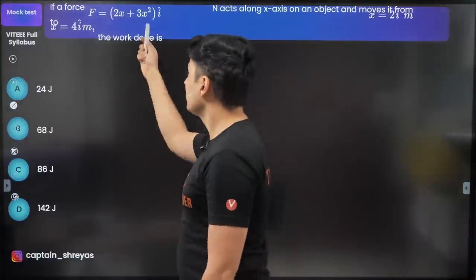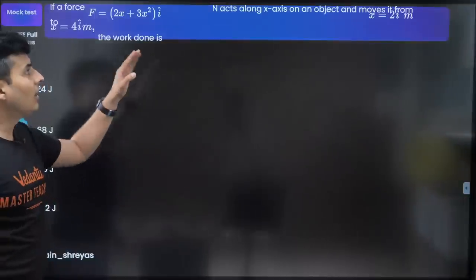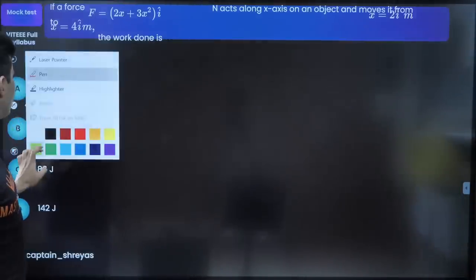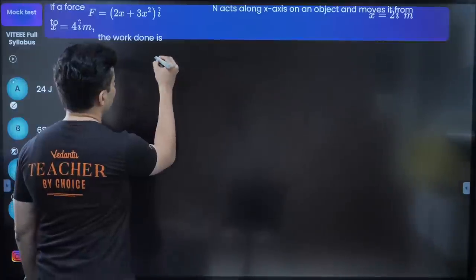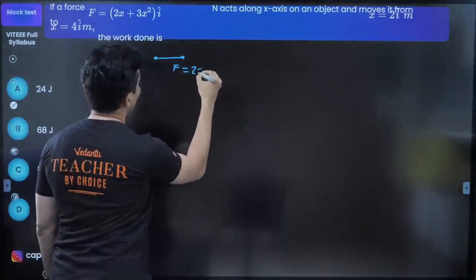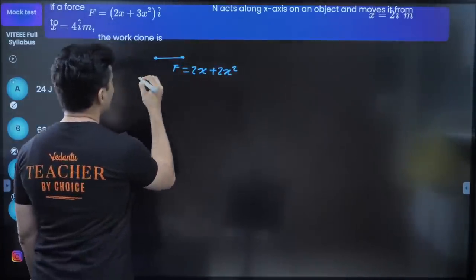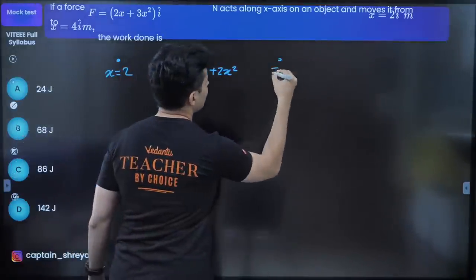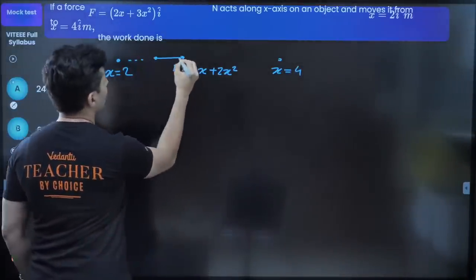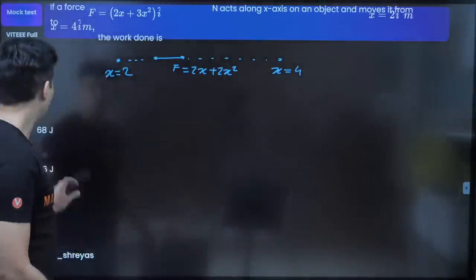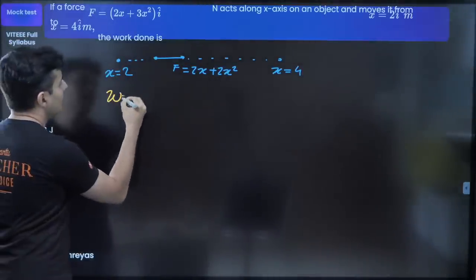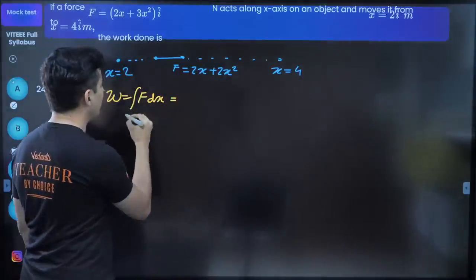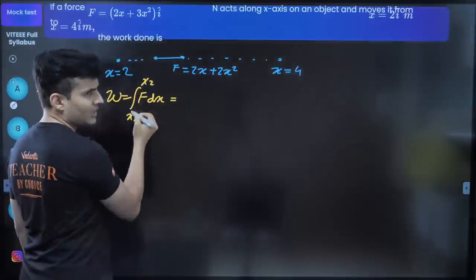The force is given this much. The question is, if this force acts on an object from 2 î to 4 î meter, the work done is. The force acting on the particle is 2x plus 2x square. Right from x equal to 2 to x equal to 4, what is the work done in this path? The work done is given by the integral of force with respect to dx, with limits x1 and x2, which are initial and final position.